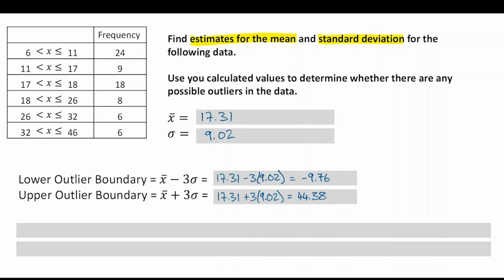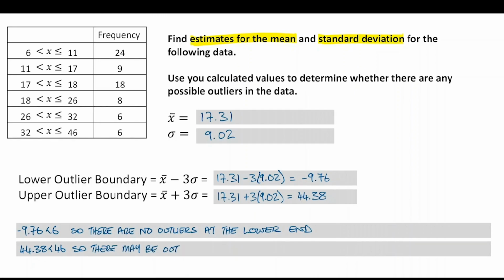So just to formalize this, we want to make a comparison and make a conclusion. My comparison is that negative 9.76 is smaller than the lowest possible value in the lowest interval. So there are no outliers at the lower end. And 44.38 is actually smaller than the biggest possible value I might have in my data set. So there may well be outliers at the upper end. So those are my comparisons and my conclusions, and that's how you clear the marks on this question.